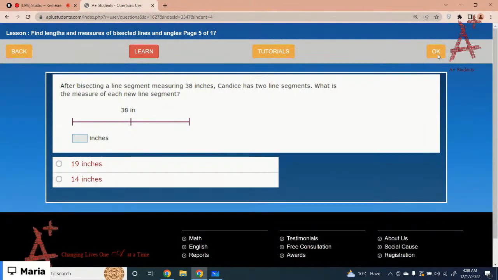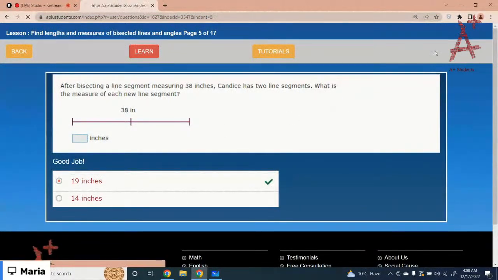After bisecting a line segment measuring 38 inches, Candix has two line segments. What is the measure of each new line segment? You have to do 38 divided by 2. Got it? So 38 divided by 2 equals 19 inches. So the correct option is 19 inches. Just select the correct option and click on the OK button.